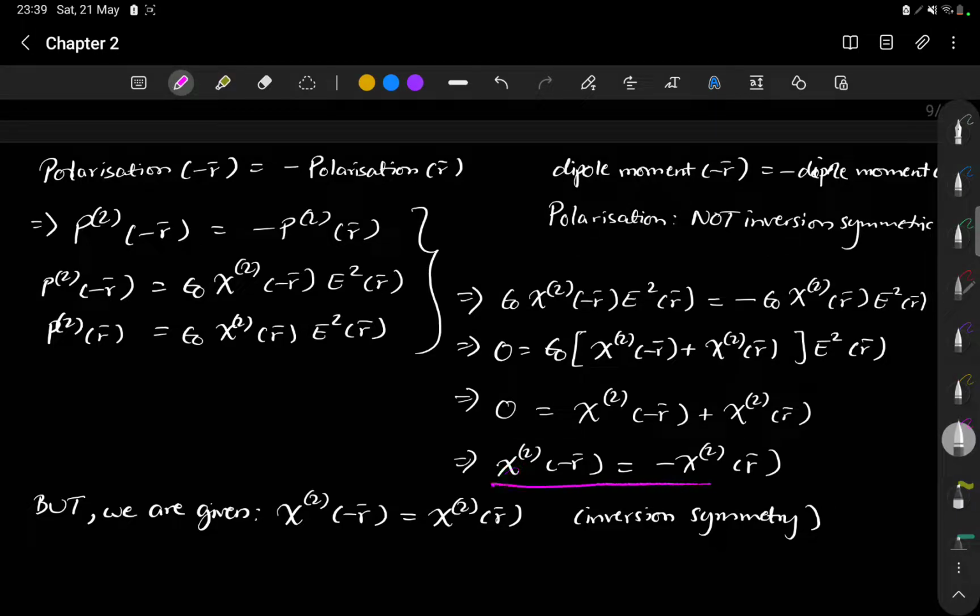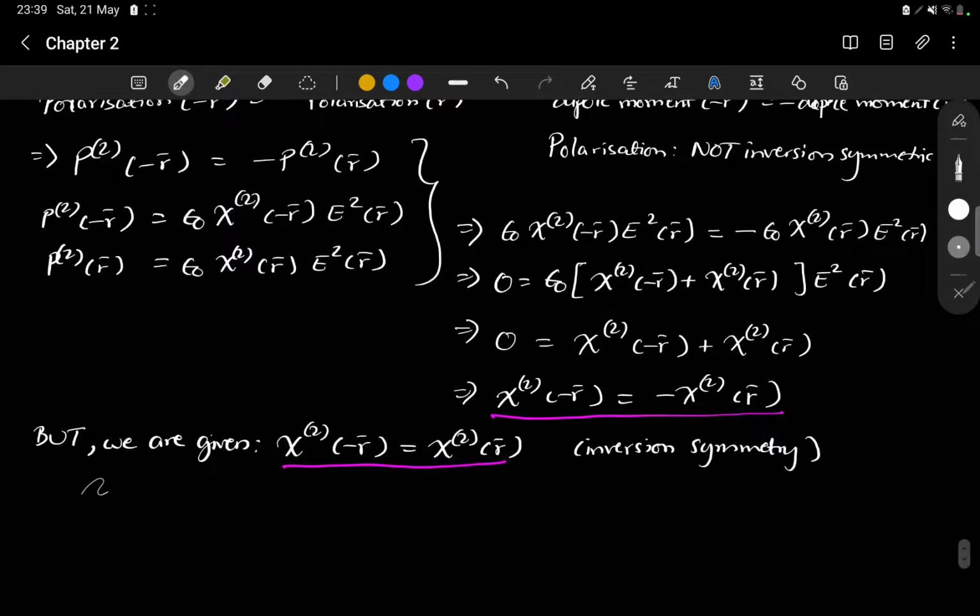So from this expression and this expression, we can conclude that chi2 is equal to 0. This is because we have one expression saying chi2 at minus r is equal to chi2 at r, and another expression saying chi2 at minus r is equal to minus of chi2 at r. So a number can be equal to its negative only when it is equal to 0.